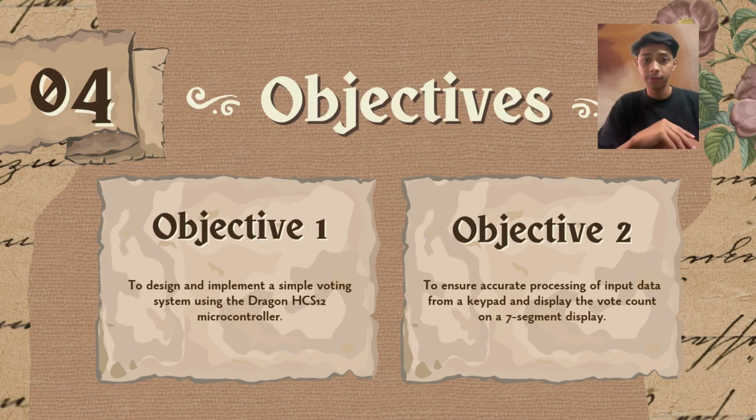For the objective, we have 2 objectives for this project. First, to design and implement a simple voting system using the Dragon HCS12 microcontroller. And the second one, to ensure accurate processing of input data from a keypad and display the count at the 7 segment display.